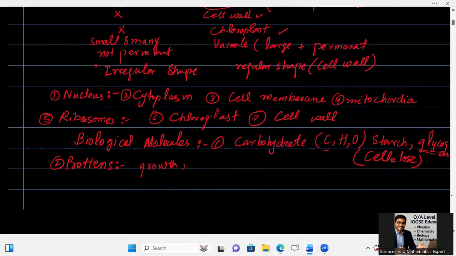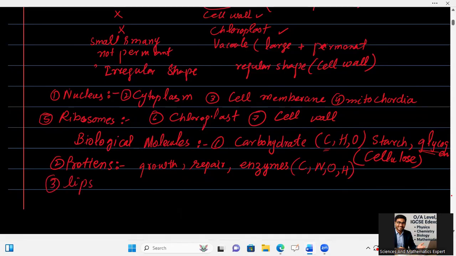Proteins can be used for repair of any damage in our body, and also provide enzyme activity in the form of catalysts for biological chemical reactions. These are the responsibilities of proteins. They mainly contain carbon, nitrogen, oxygen, and hydrogen in their compounds. After that, there are lipids.